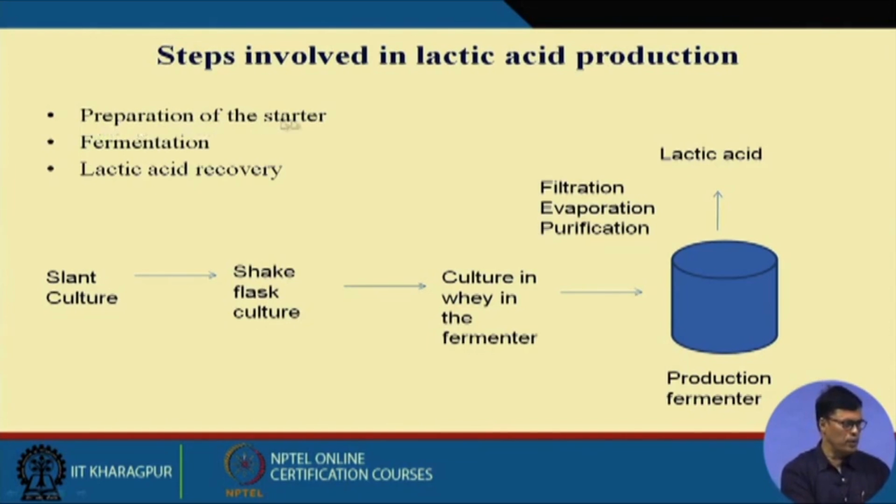So there are three major steps. One is preparation of the starter, meaning the organism that we prepare for production. Then there is fermentation, carried out in the production fermenter, and then the lactic acid recovery. This is almost similar to a normal fermentation industry, where every industry has two bioreactors, one for cell mass production, called the inoculum vessel, and another for the product, called the production fermenter or PF.